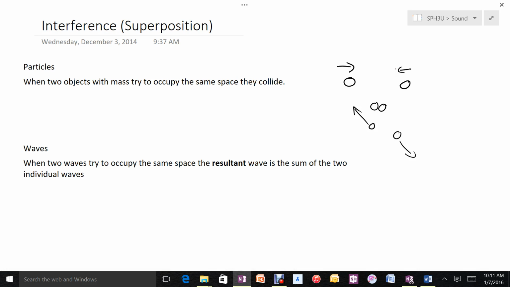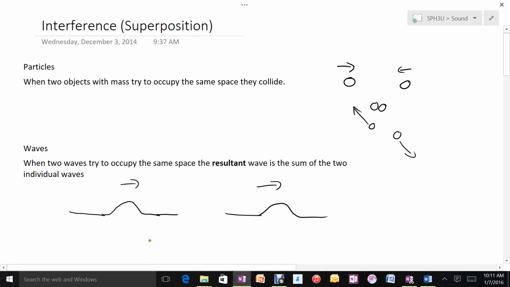Since waves are a disturbance in a medium, when they try to occupy the same point in space, what happens is that there is a resultant wave. The resultant wave is the sum of the disturbances of the two individual waves. So if you have some wave coming in with a pulse like that, and some other wave pulse coming in like this, and these guys are coming towards each other, then when they try to occupy the same point in space, let's say that this wave is 2 meters high, and this wave is 3 meters high, then the resultant wave is the sum of those two disturbances, and as a result would be 5 meters high, 2 plus 3.